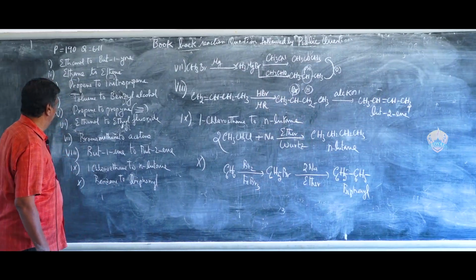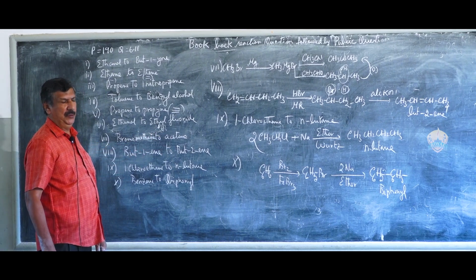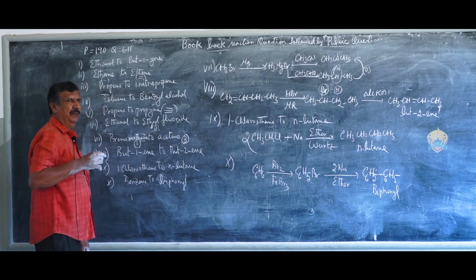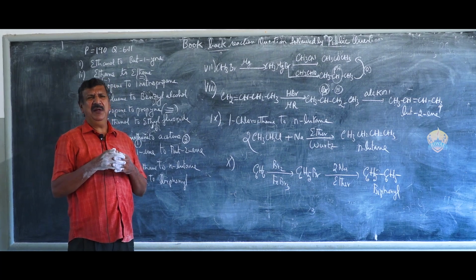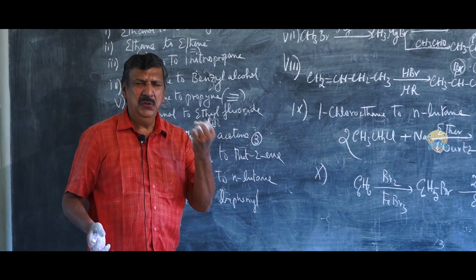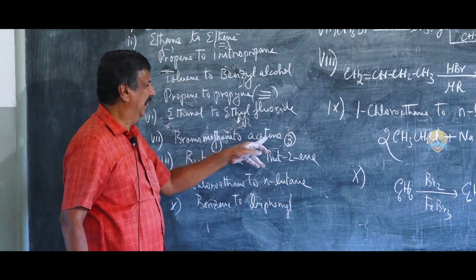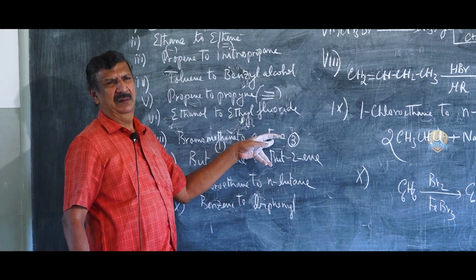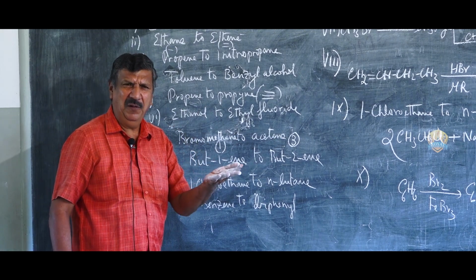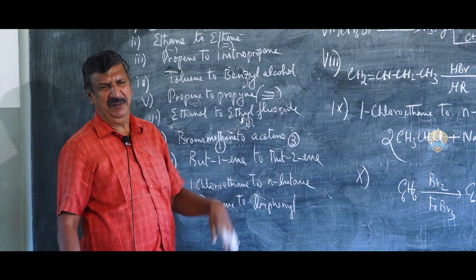Okay, we are going to the next question. Bromomethane to acetone. We have 1 carbon here and 3 carbons in the product. In organic chemistry, how can you increase the carbon? One is the Wurtz reaction, but it is not possible here because we want a ketone, we want acetone. The Wurtz reaction is only possible for halide to alkanes. So you should drop the Wurtz reaction.